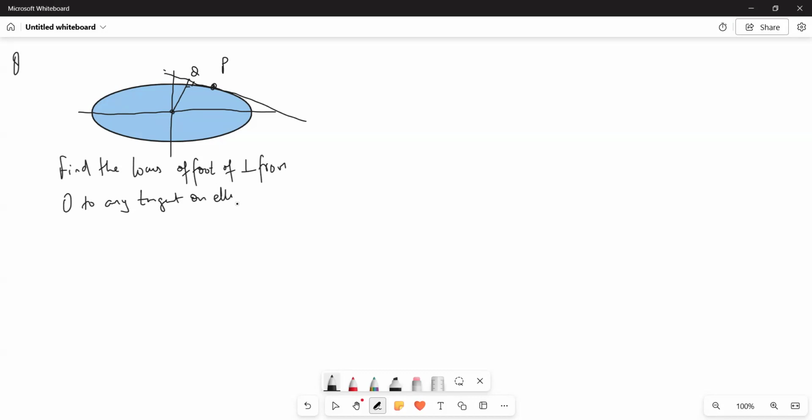on the ellipse x square by 9 plus y square by 4 is equal to 1. Find the locus of the foot of the perpendicular drawn from the origin upon any tangent to the ellipse x square by 9 plus y square by 4 equal to 1. At any point P, we drop a tangent. We have to find the locus of Q.